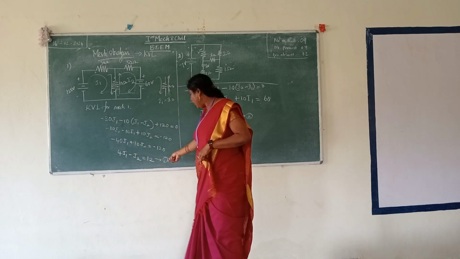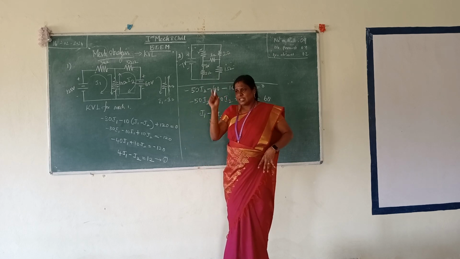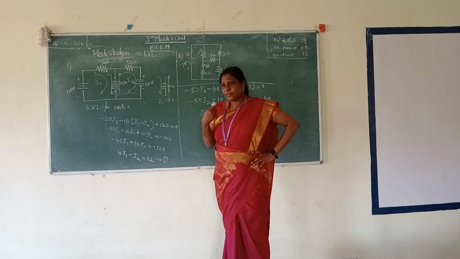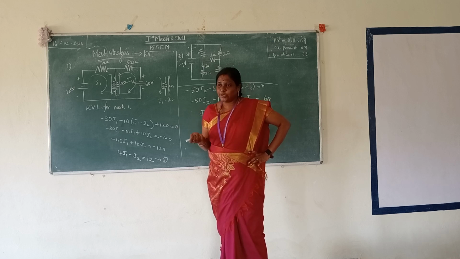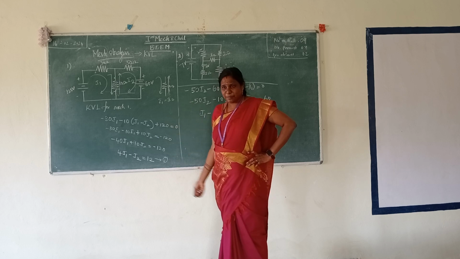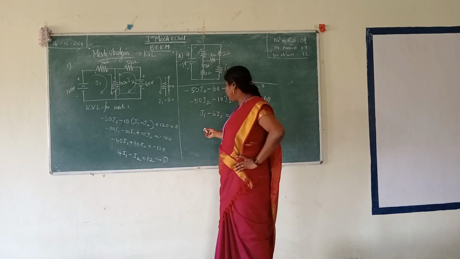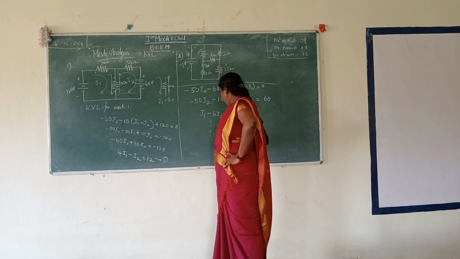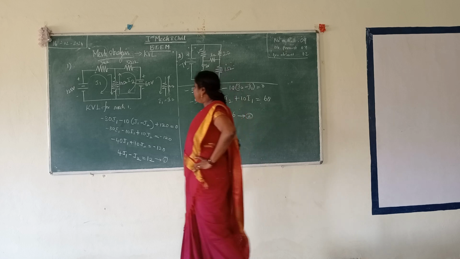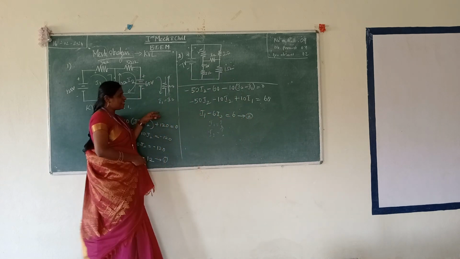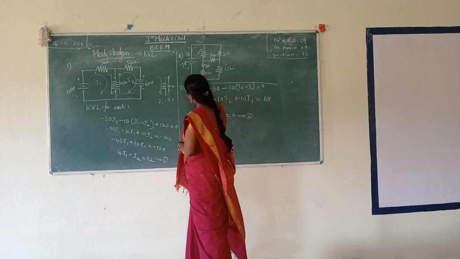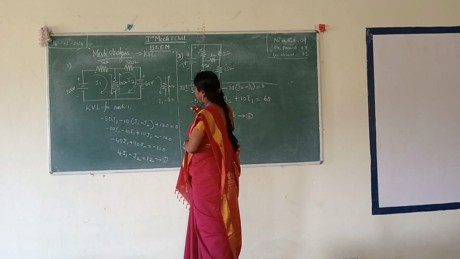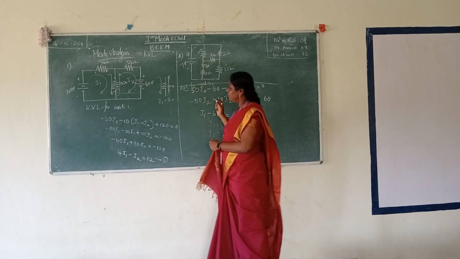Since I have only 2 equations, I can straight away use the elimination method to solve it. Otherwise you can go with Cramer's rule, if I have more than 2. Either way you can proceed with Cramer's rule. Okay, do it and let me know the values of I1 and I2 fast. Copy it down first. This is KVL for mesh 2. That is for mesh 1 and this is for mesh 2.